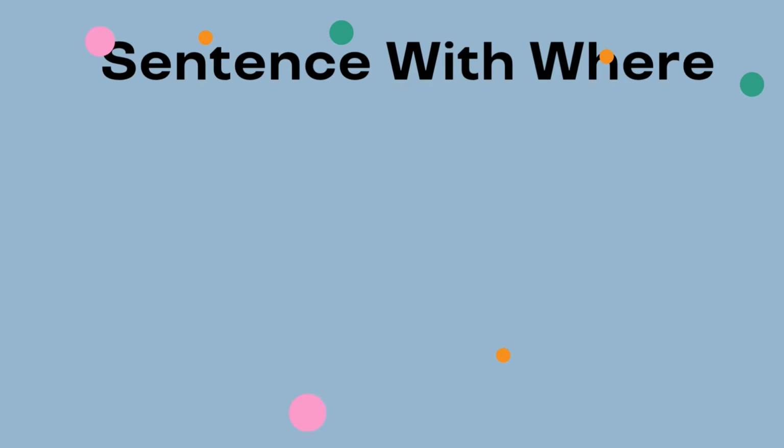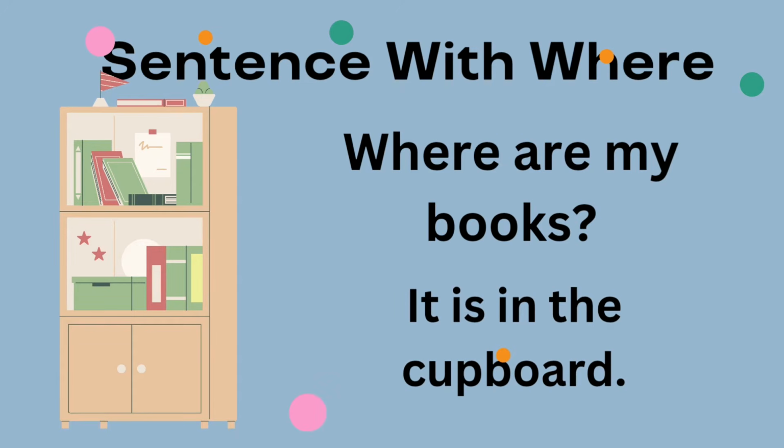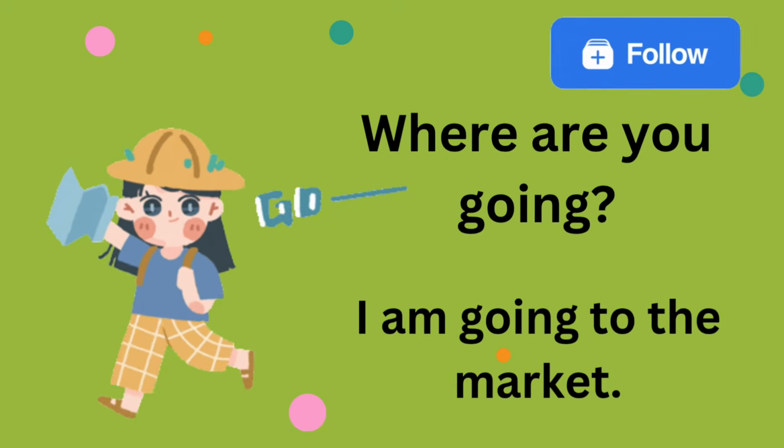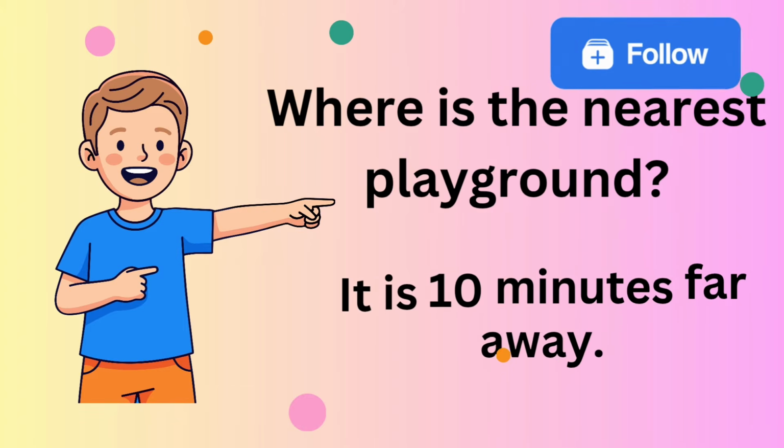Sentences with where. Where are my books? It is in the cupboard. Where are you going? I am going to the market. Where is the nearest playground?